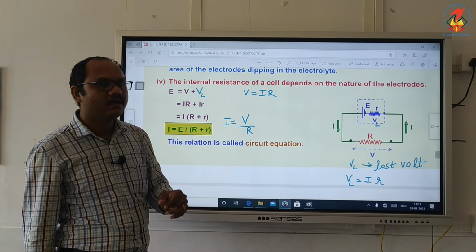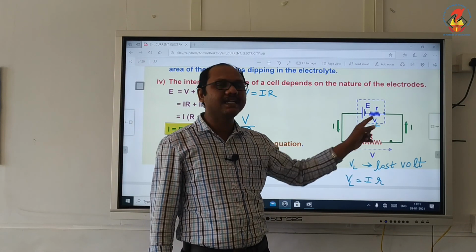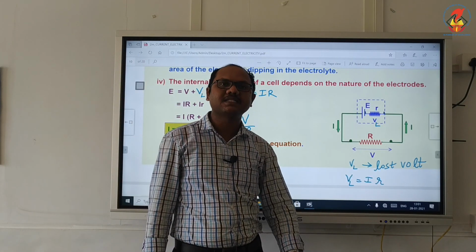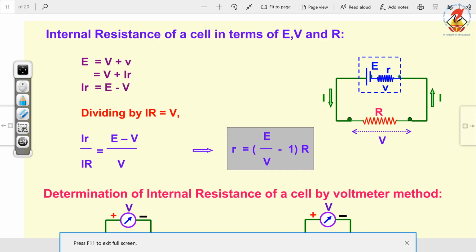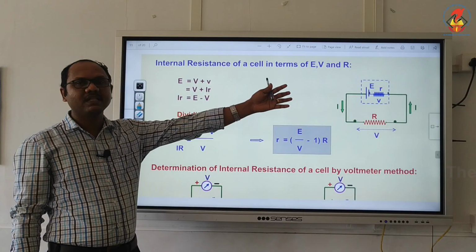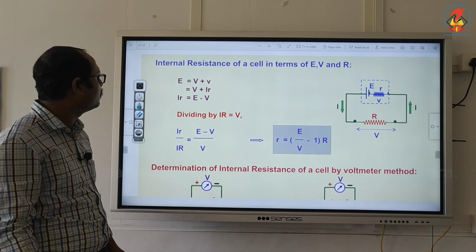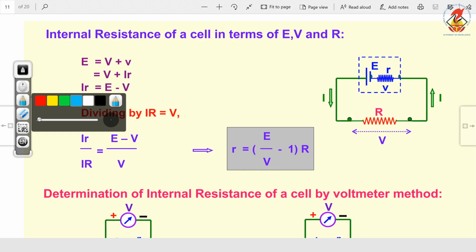Okay. So, what is lost volt? It is the voltage lost inside the cell due to its internal resistance. Now, internal resistance of a cell in terms of EMF, voltage, terminal PD and external resistance. So, I am drawing the same circuit which we did before, and this is actually VL.